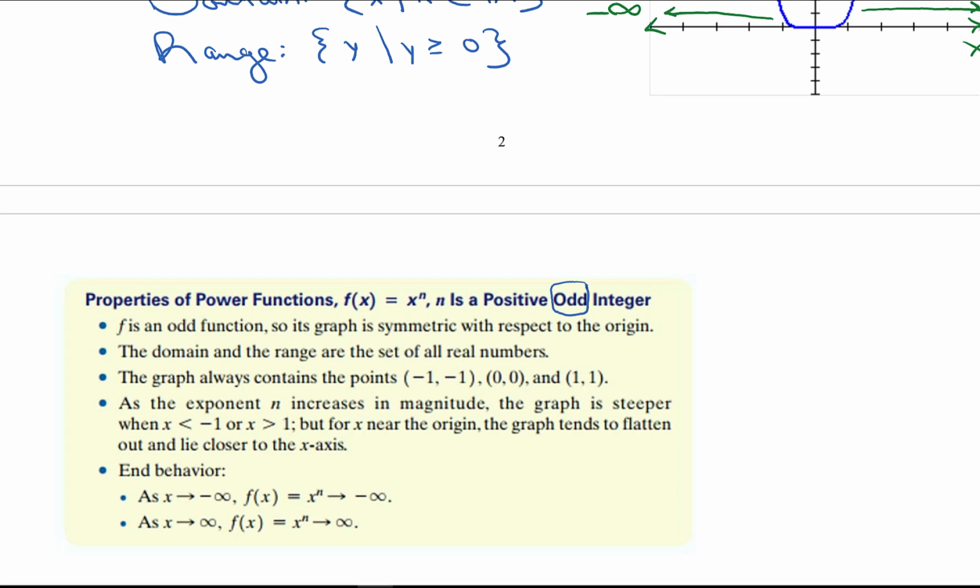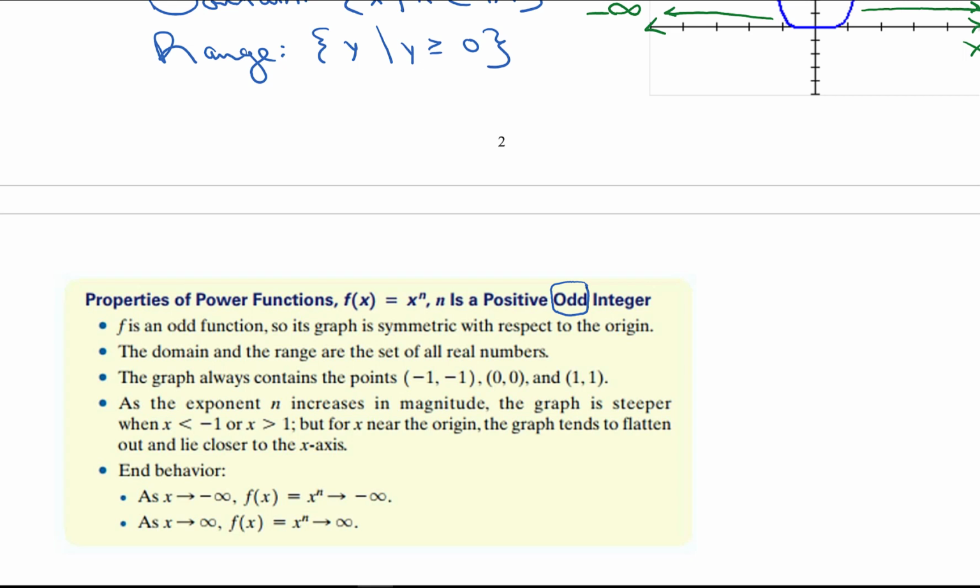F of x is equal to x to the nth power, and n is a positive odd integer. Properties are going to be the following. F is an odd function, so its graph is symmetric with respect to the origin. The domain and the range are the set of all real numbers. The graph always contains the points (-1, -1), (0, 0), and (1, 1).